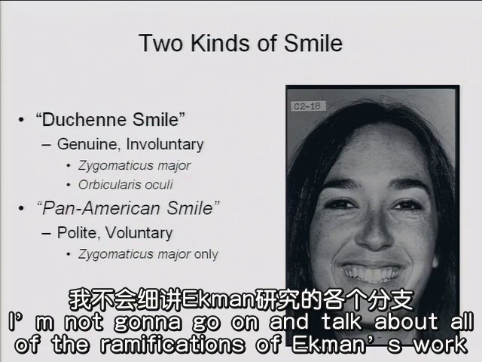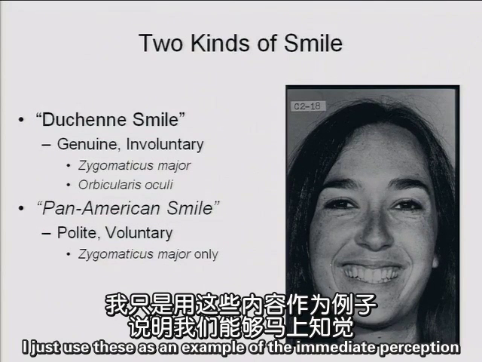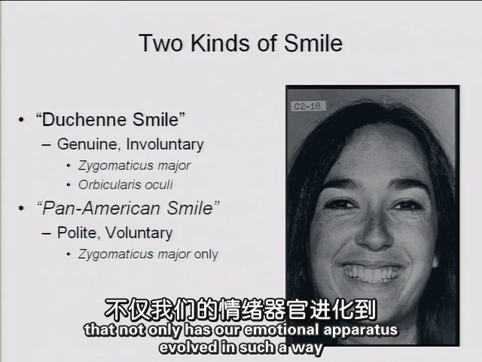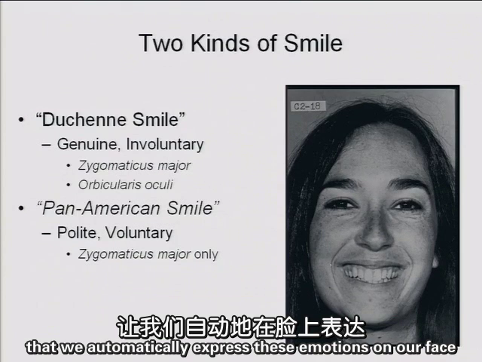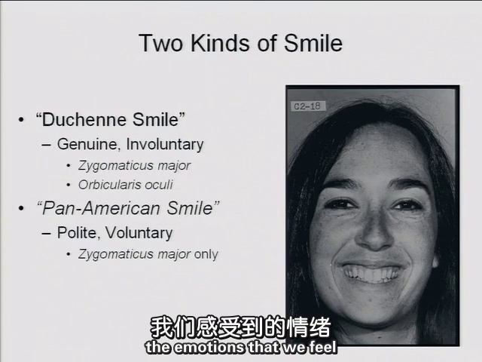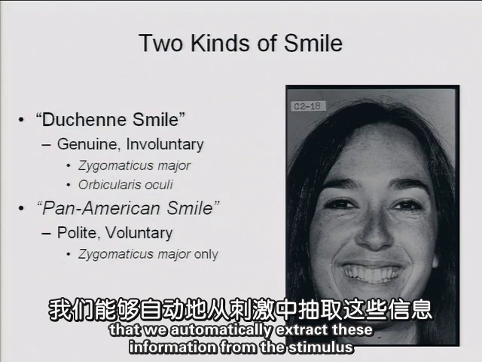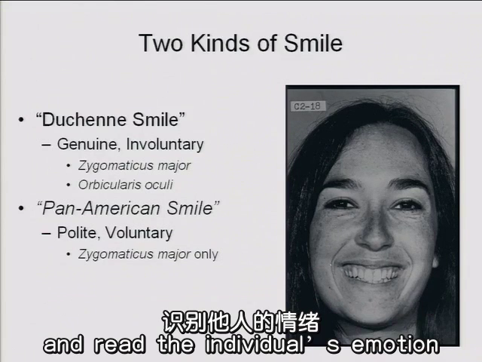Now, I'm not going to go on and talk about all of the ramifications of Ekman's work. I just use this as an example of the immediate perception of somebody else's internal emotional state, and the general argument that not only has our emotional apparatus evolved in such a way that we automatically express these emotions on our face, the emotions that we feel, our perceptual apparatus has apparently evolved in such a way that we automatically extract this information from the stimulus and read the individual's emotion.